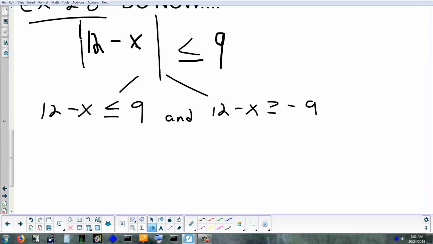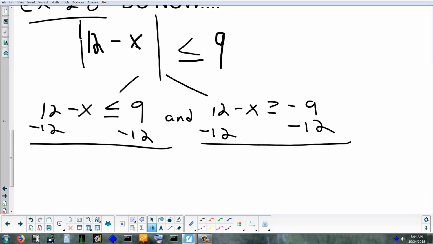You want to subtract 12 from both. So I'm going to subtract 12 from both sides on both equations, and you're going to do it on both inequalities. Okay with that?